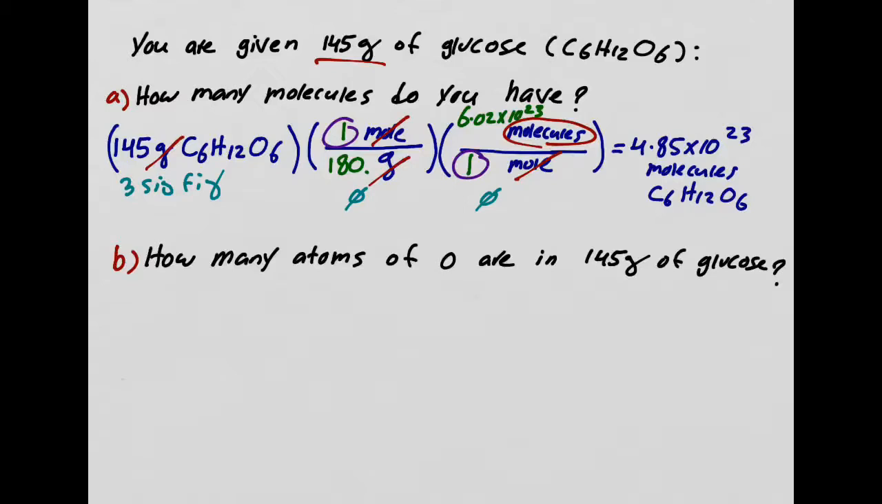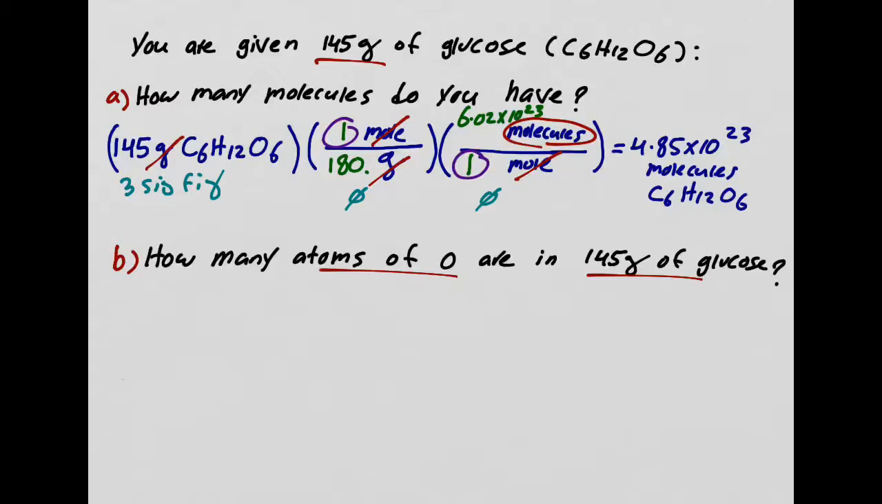Now, the next part. Read the next part for me. It says, how many atoms of O are in 145 grams of glucose. Before we do this, what type of problem is this? What do you have to use eventually? They give you glucose, which is 145 grams of C6H12O6, but they ask you for atoms of O. So what do you have to use? Mole ratio. We have to use a mole ratio because they give you one thing and ask for something else.